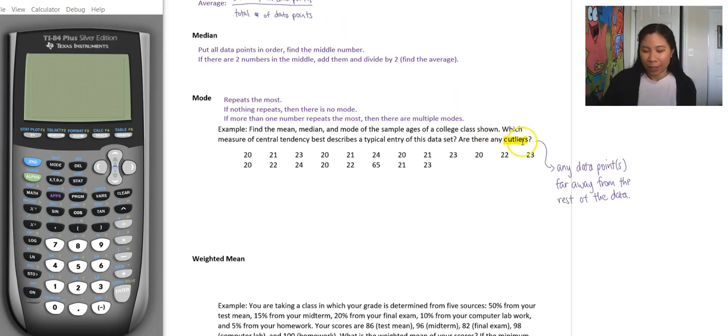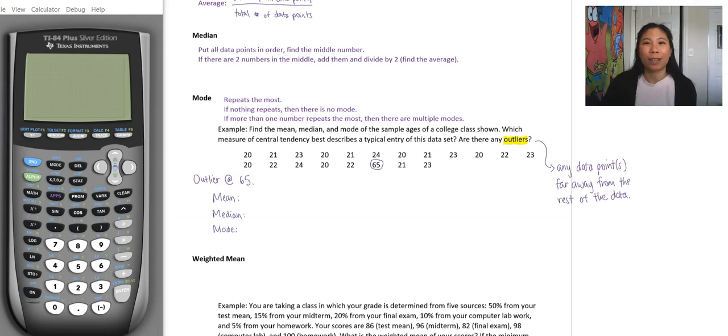If you remember, outliers are any data points that are far away from the rest of the data. So it could be really small, really big. As long as it doesn't fit along with the rest of the data, that counts as an outlier. So first, taking a look at our data set, we can see that 65 is a bigger number than everything else. So we have an outlier there at 65.